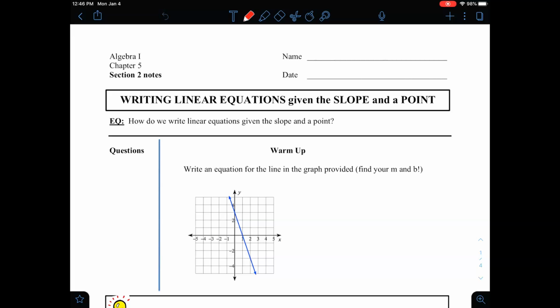So we have a warm-up which says, write an equation for the line in the graph provided. Find your m and your b is the hint. So you're going to find your m and your b and write an equation in y equals mx plus b form. Go ahead and give it a try.